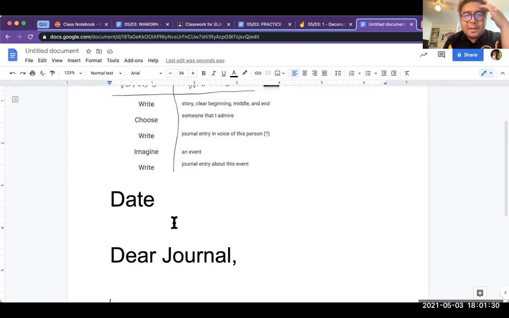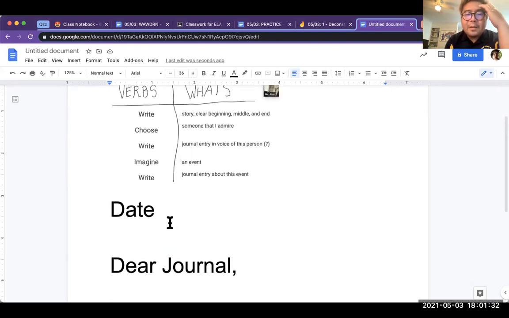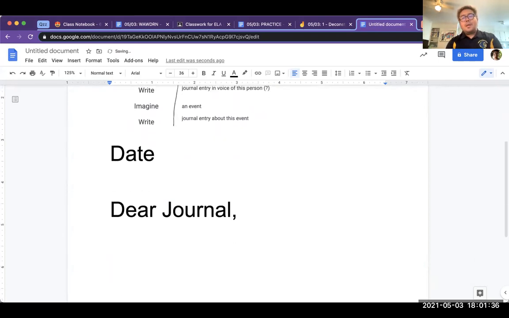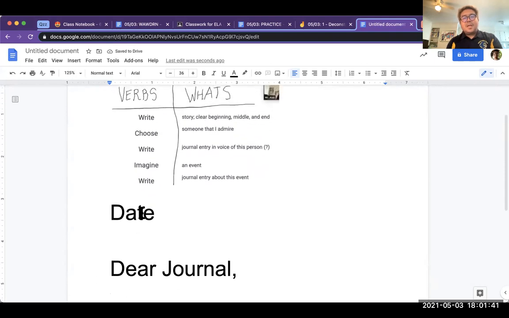So then I'm going to think about, I already decided who I'm going to choose, right? It's going to be Lil Nas X. All right. I don't need to put that down. It's already in my head. So I have the date. I know I have to write a journal entry in Lil Nas X's voice. So now I need to imagine an event.